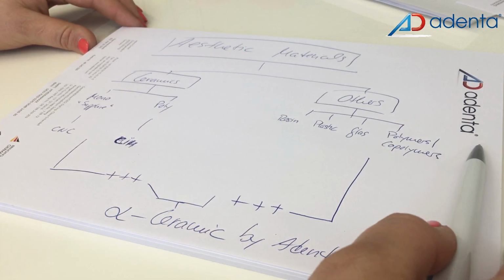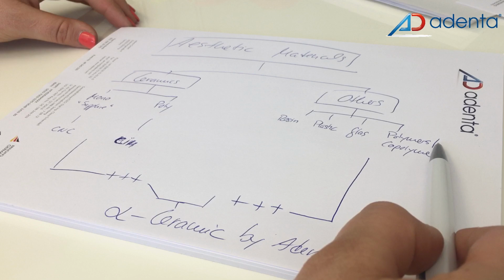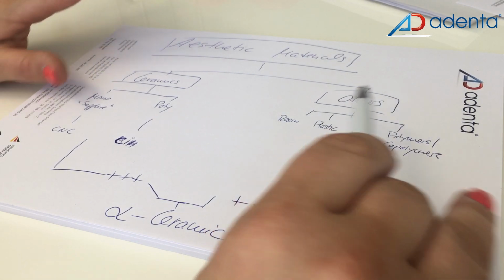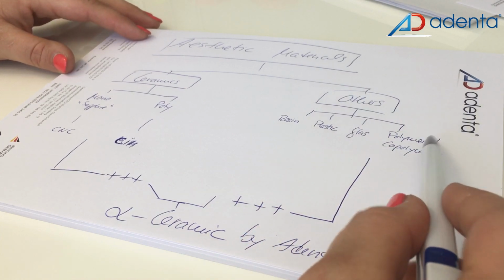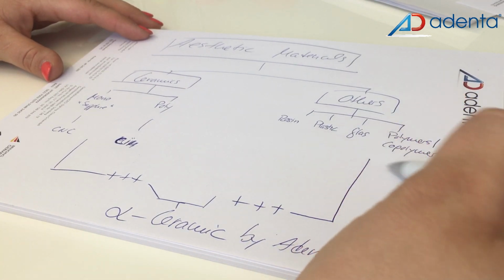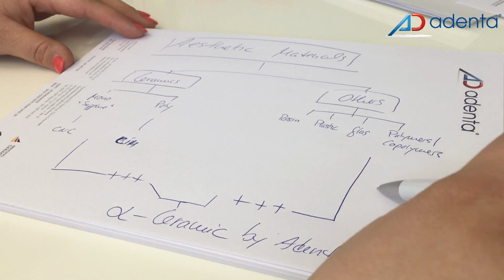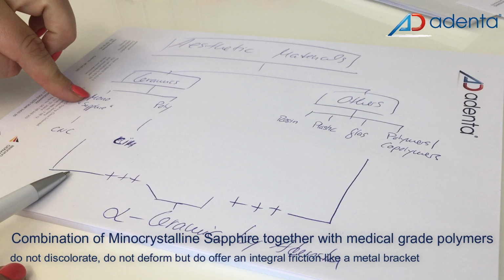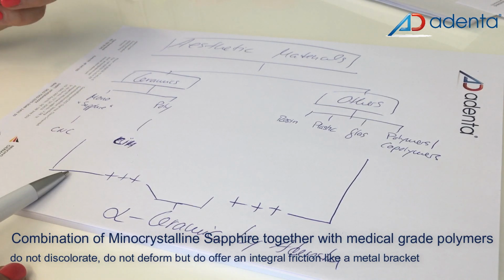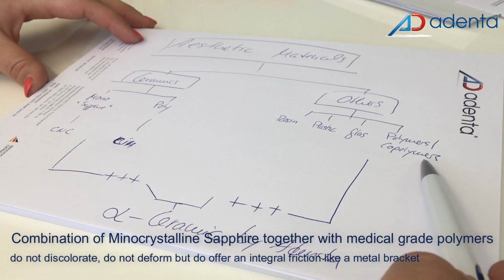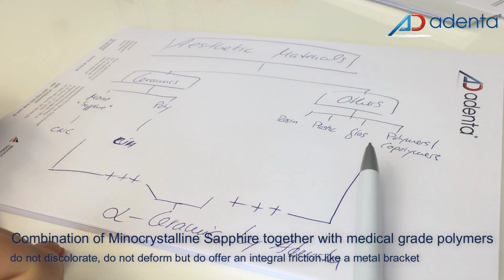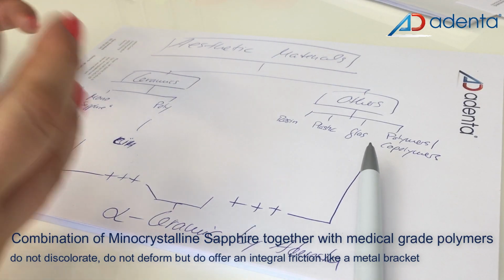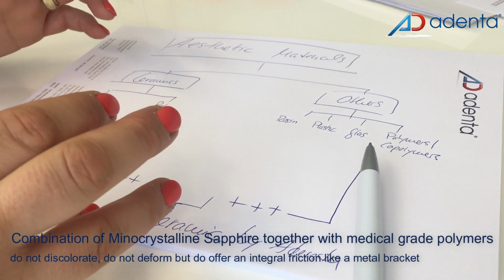Polymers are in general confused with plastic, and I do not need to talk in detail about plastic brackets. We all know them and we all know that they're not good. Nowadays, under the category polymers, you have thousands of different materials. The alpha ceramic is a combination of monocrystalline sapphire, the aluminum oxide, together with medical grade polymers that do not discolor, that do not deform, but offer an integral friction like a metal bracket.